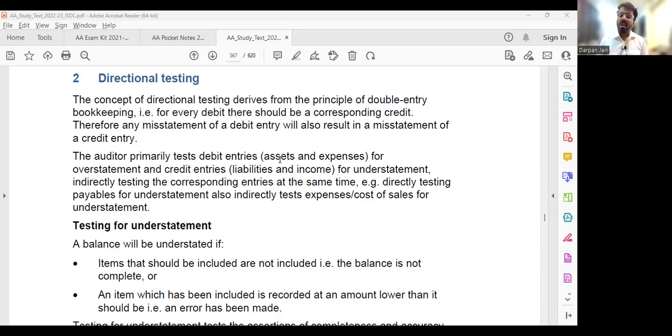Correct? You are testing whether the fixed assets value is overstated. What do you mean by overstated? More than what it should be. Whether the value of fixed assets is more than what it should be, whether the management has included some fake, fictitious assets in order to increase the value of the assets. And how are you testing whether the amount is overstated or not? By checking for existence, by checking whether it actually exists or not. That's how you can check.